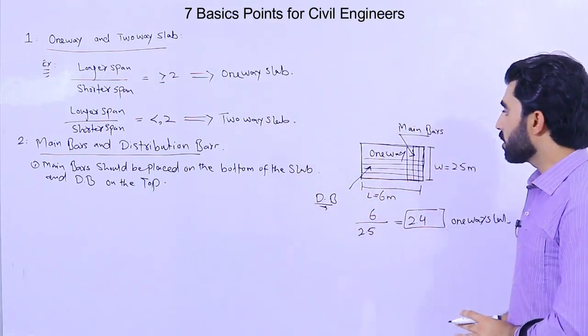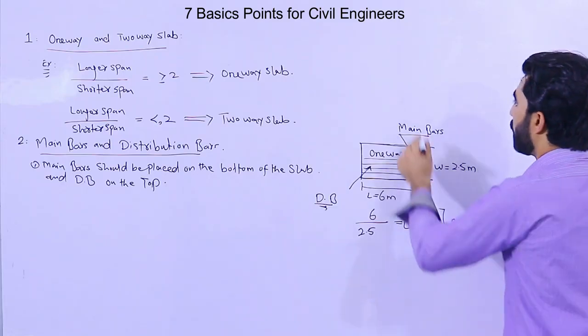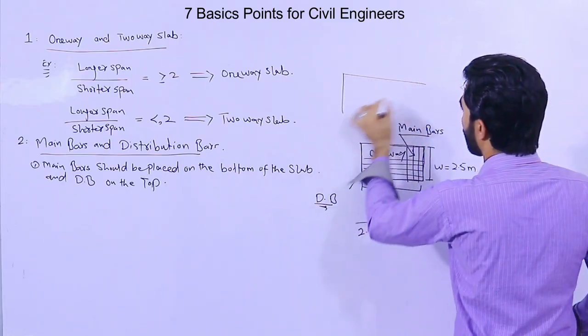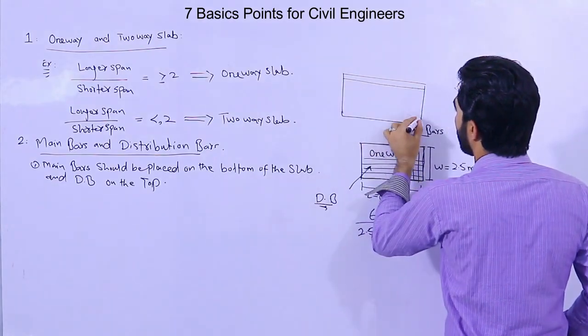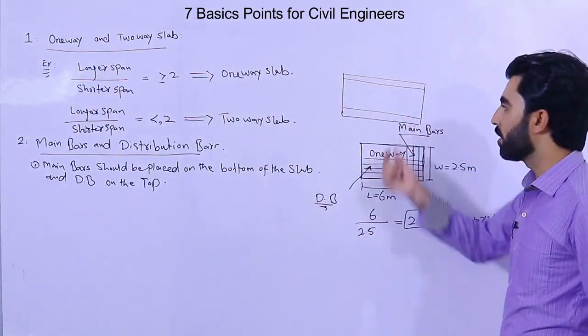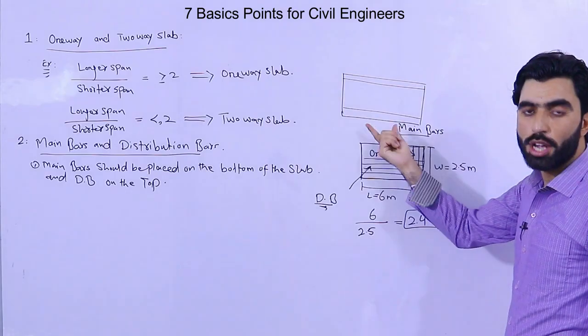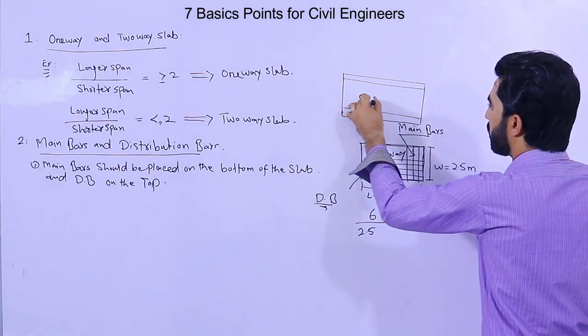So this is the method for the applied load. Okay, now guys, remember in a one-way slab, as you can see, this is a one-way slab. We provide the beam in the opposite direction, on the longer span, in a one-way slab.